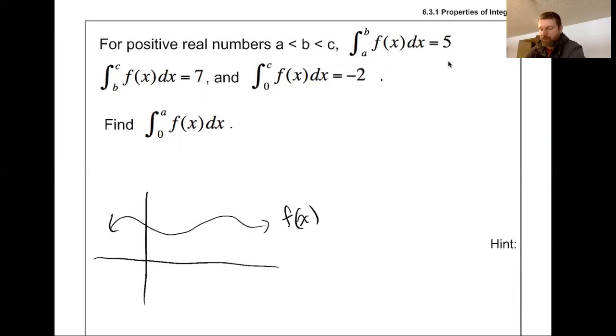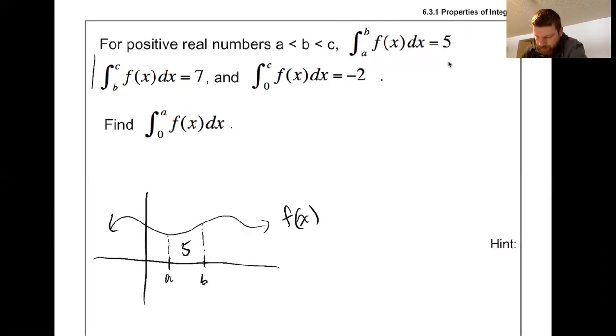And then it gives me some information. What does this information tell me? Well, it says when I take the integral starting at some a and ending at b, I've got a total value of 5. So if I start at a and end at b, this area here has an area of 5. All right, so that's something I know.